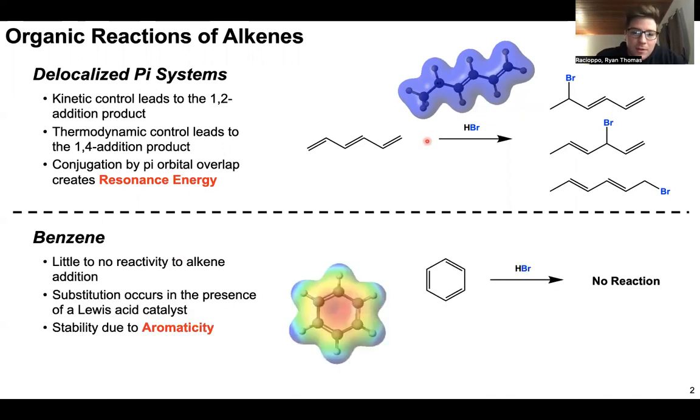But perhaps what's even more interesting is that when we try to do this with something like benzene, we end up getting no reaction. But we can get a substitution reaction which preserves this resonance in benzene when we perform an EAS reaction using a Lewis acid catalyst and bromine. The reason we can see this kind of reactivity, but not the addition reactivity, is because of the aromaticity, or the stability, of the benzene molecule.